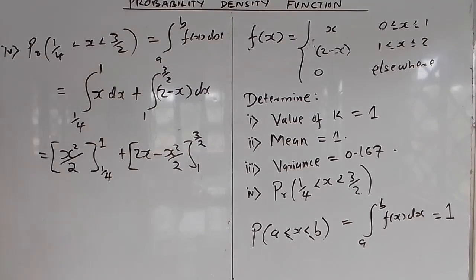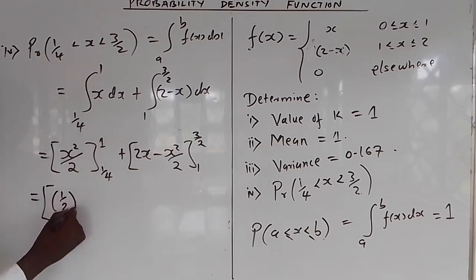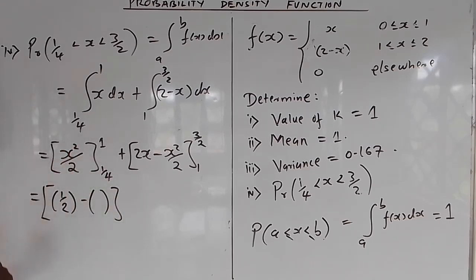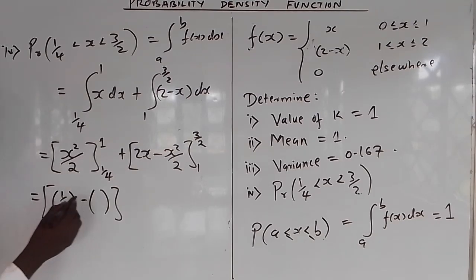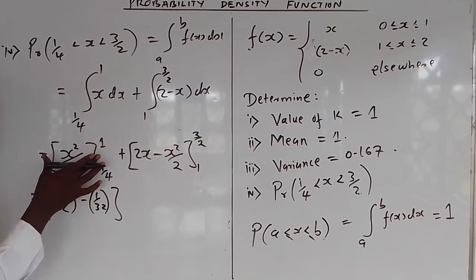So start substituting. I start with this one. When x is 1, you get 1 squared over 2. Meaning the upper limit will be a half, isn't it? Then you go, when x is a quarter, squared divided by 2, calculator. A quarter squared divided by 2, I can see this is 1 over 32. What have you found? 1 over 32, yes. You are done with this part, isn't it?